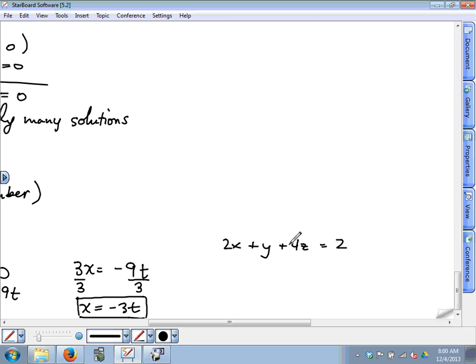Yep, z is equal to t and x is equal to negative 3t. So make those substitutions: 2 times negative 3t plus y plus 4 times t is equal to 2. That gives you negative 6t plus y plus 4t.